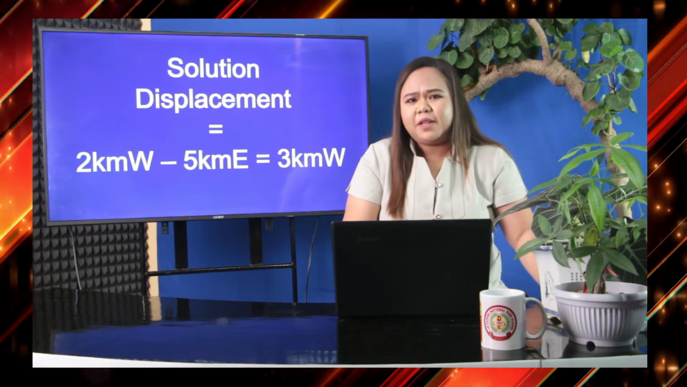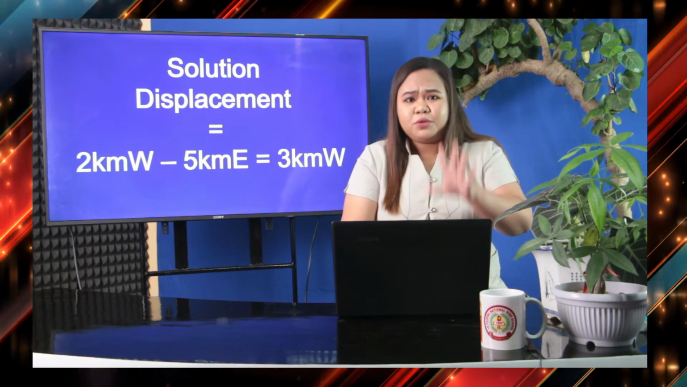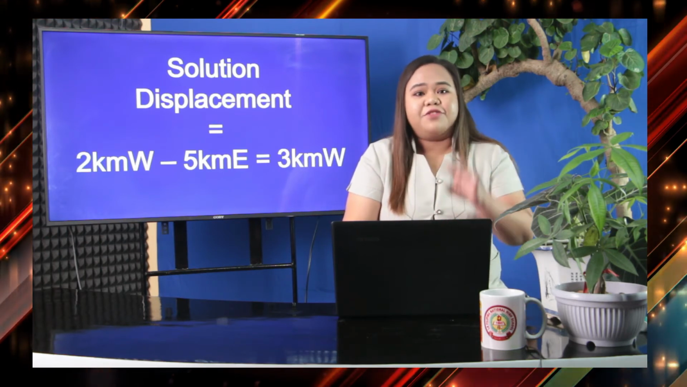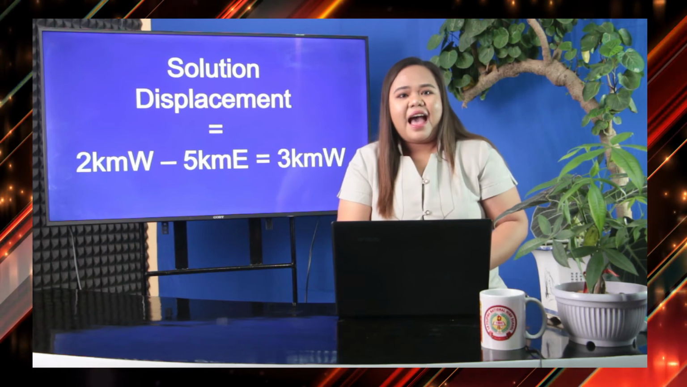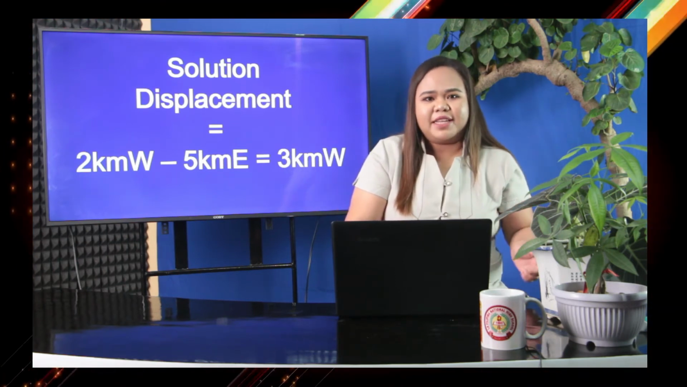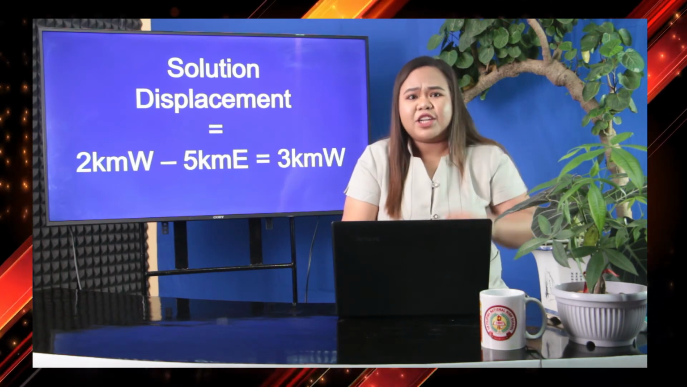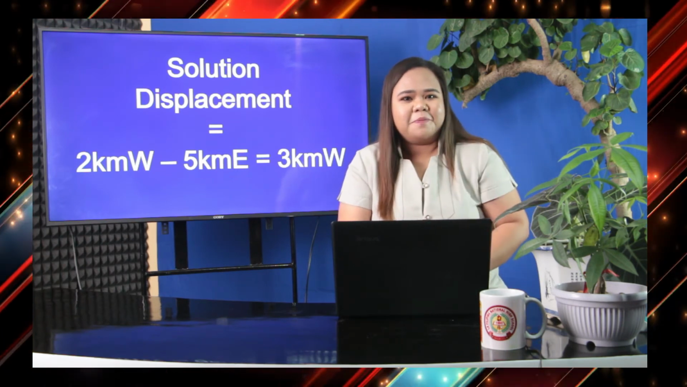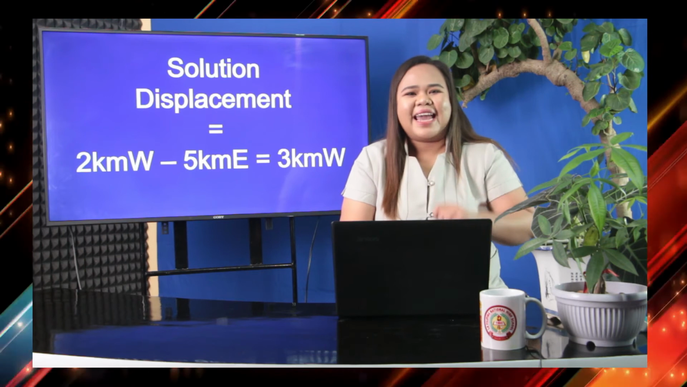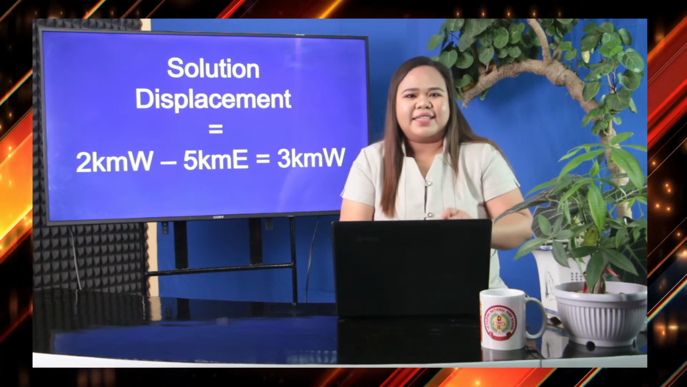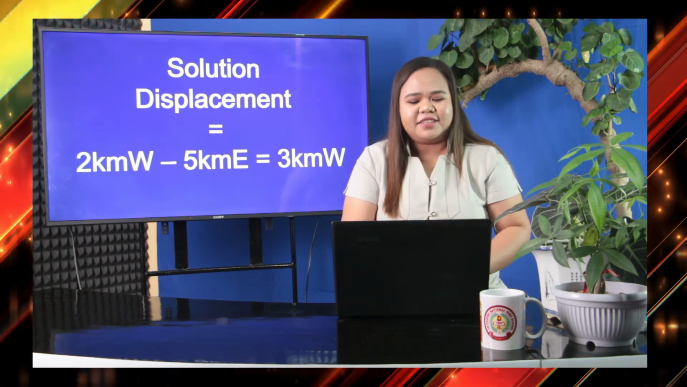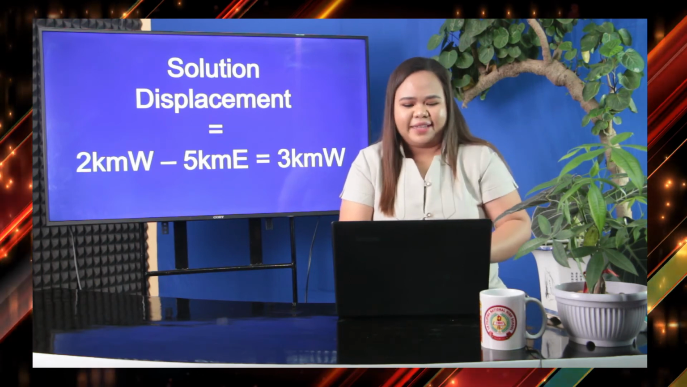Now, in our problem, there are two directions only. We have the west and the east. And the answer of the displacement is bearing a negative sign. So what do you think is the direction of that displacement? Okay, very good. It is west. Thus, the final answer is 3 kilometers west.